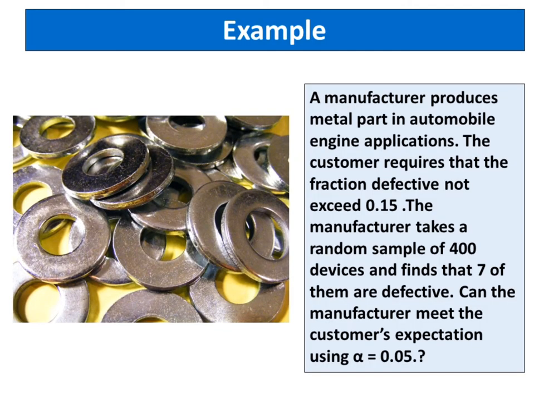A manufacturer produces metal part in automobile engine applications. The customer requires that the fraction defective not exceed 0.15. The manufacturer takes a random sample of 400 devices and finds that 7 of them are defective. Can the manufacturer meet the customer's expectation using alpha equals 0.05?